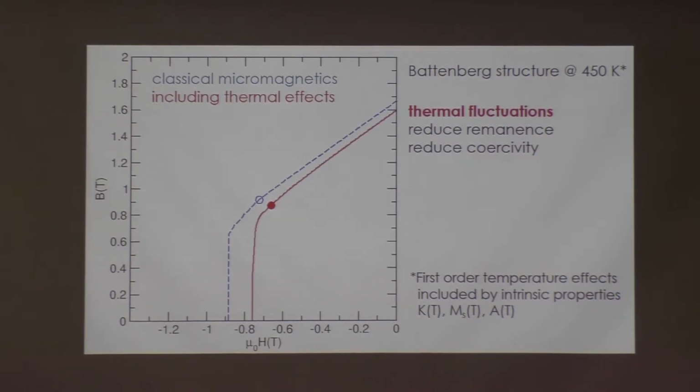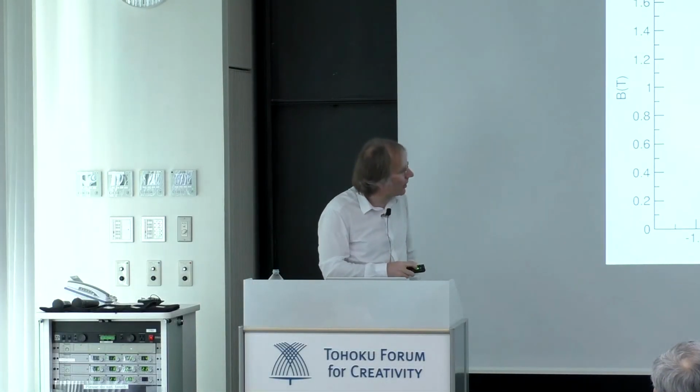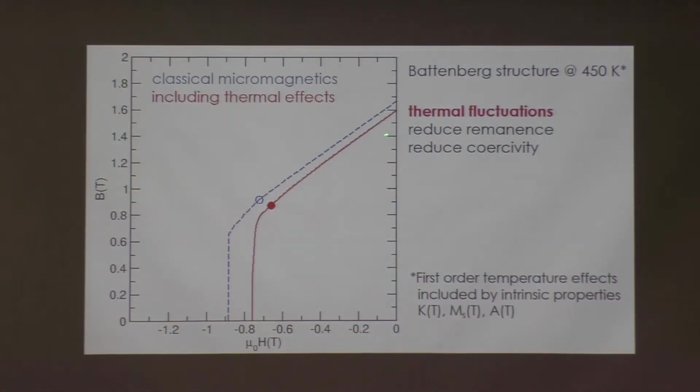Thermal fluctuations will have two effects. They will reduce the remanence. There will be long wavelength spin waves, so the magnetic vectors will fluctuate. And there will be a reduction of the coercive field because the thermal fluctuations can drive the system over energy barriers. So if we carefully want to estimate what's going on with our properties, we have to include thermal fluctuations into the micromagnetic simulations.